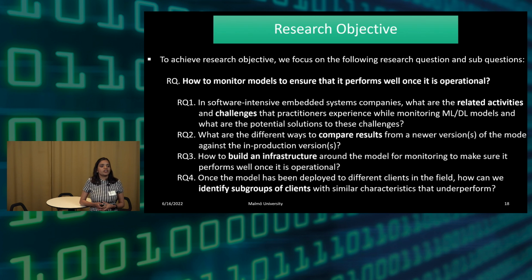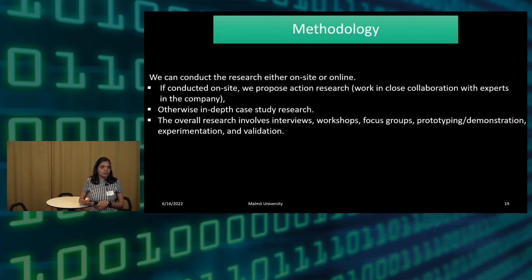And maybe the last one is that you have a lot of different clients in the field, and when you deploy the model to the different clients, there can be a scenario where, even though the clients share similar characteristics, one client is getting good results while another client sharing the same characteristics is getting bad results. So how do we identify those subgroups of clients that underperform, and how do we make sure they are back in performance? So these are the research questions and sub questions.